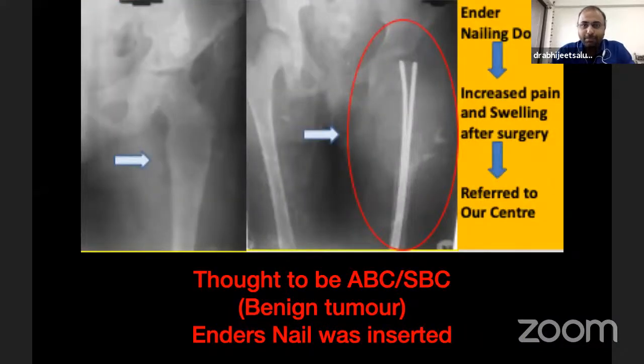This was thought to be benign by the treating orthopedic surgeon, and he put an Ender's nail in the patient, and the swelling increased in size. The disadvantage was that after putting the nail, it was a tumor and it increased in size. He suspected it was an aneurysmal bone cyst, and he put the nail to prevent a pathological fracture. This turned out to be sarcoma, and it was referred to our cancer center. We investigated the patient, did an MRI, a CT scan, and a biopsy, and it was Ewing sarcoma.